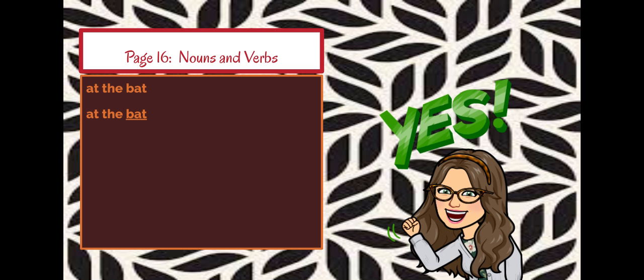The other two words are "at" and "the." Neither of these words answers the question, what did it do? This phrase does not have a verb, so I will not circle a word. Now let's look at the next two examples.